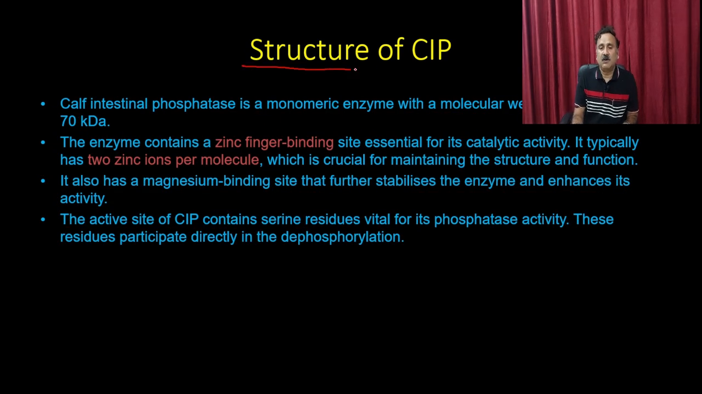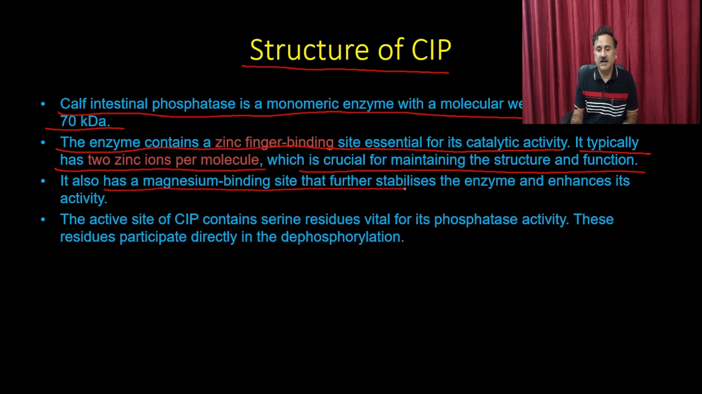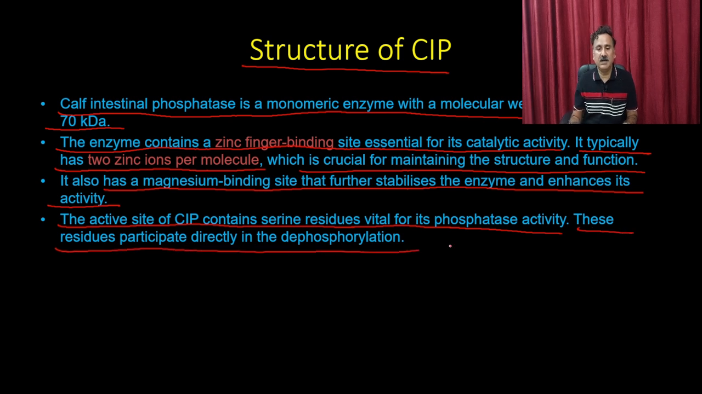Now, what is the structure of the CIP? Calf intestinal alkaline phosphatase is a monomeric enzyme with a molecular weight of approximately 70 kDa. The enzyme contains a zinc binding site essential for its catalytic activity. It typically has 2 zinc ions per molecule, which is crucial for maintaining the structure and the function. It has a magnesium binding site that further stabilizes the enzyme and enhances its activity. The active site of CIP contains serine residues vital for its phosphatase activity. This residue participates directly in the dephosphorylation reactions.